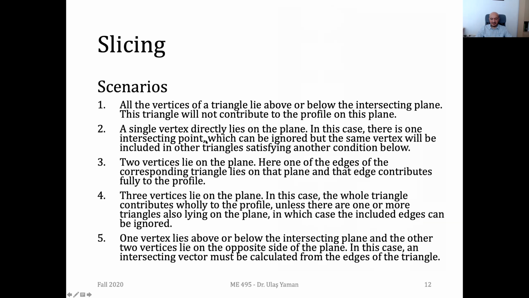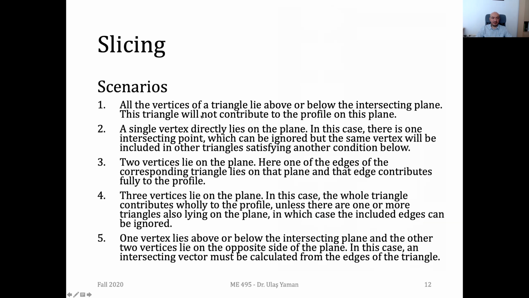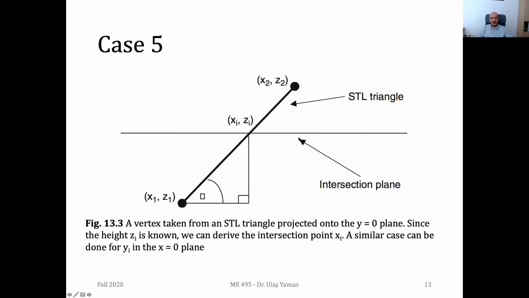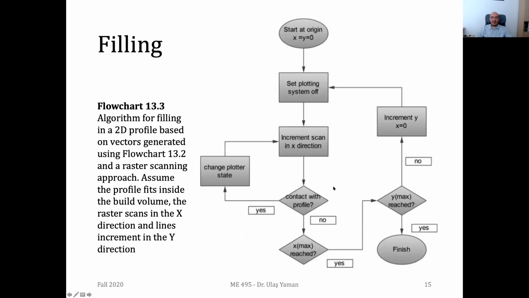And in slicing, we have the most important part here, storing the intersection lines of the faces on the plane. For determining the intersections, we have 5 cases. And in the fifth one, we have some intersecting portions. With the help of some calculations, we can determine these portions. Then in the ordering part, we check the tails and the heads of the line segments and try to obtain a connected contour. And in the filling part, we simply fill the interior according to our algorithm.